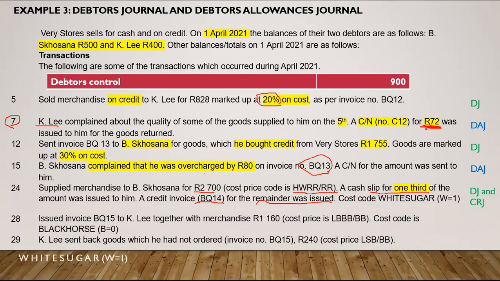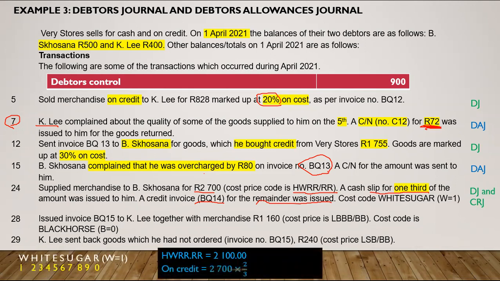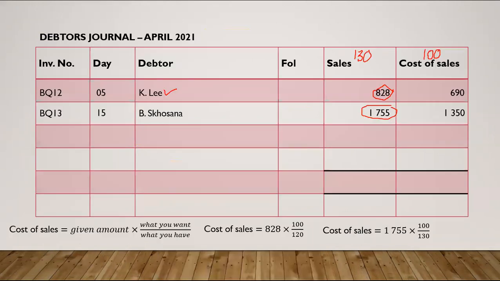But now I'm just going to quickly find the cost price using that. The cost price will be 2,100. That means 2/3 of that will go to the debtors journal and 1/3 will go to the CRJ. Similarly, 2/3 of 2,700 will go to the debtors journal and 1/3 of 2,700 will go to the CRJ. So you take the value, multiply it by 1/3, and it'll go to the CRJ. I'm going to start with what goes to the debtors journal.